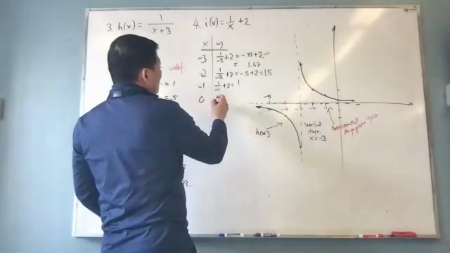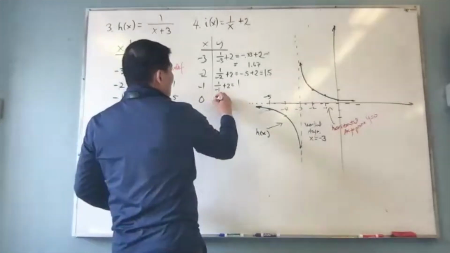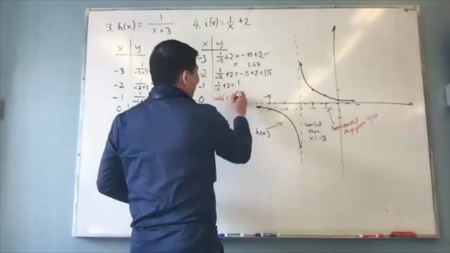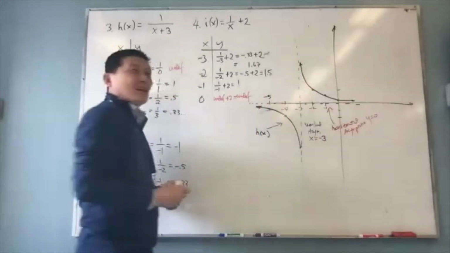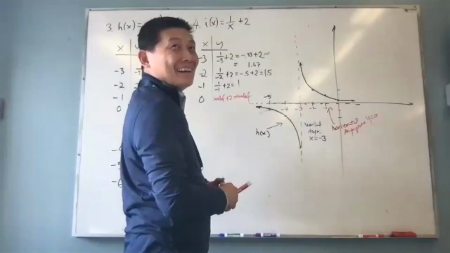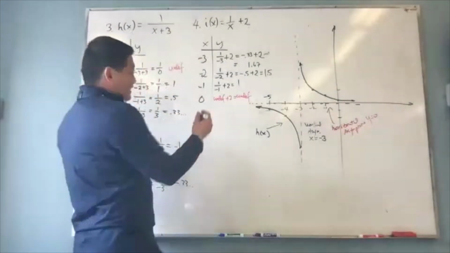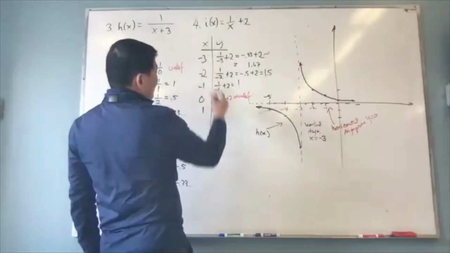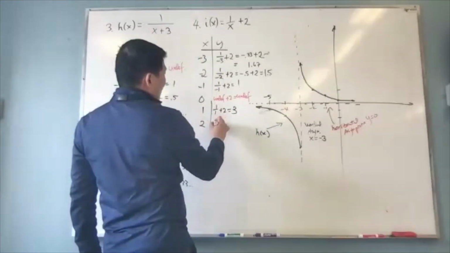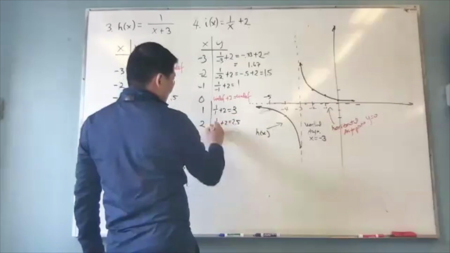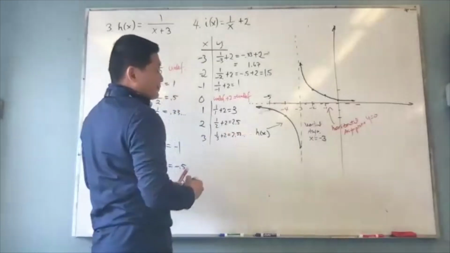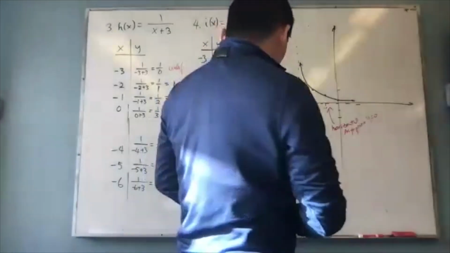And then 0 we get undefined plus 2, which is just undefined. If it's already undefined, everything's undefined. Maybe the 2 can get bounded. Huh? Good luck. Right. And then 1, you got 1 over 1 plus 2, which is 3. And then 2, you got 1/2 plus 2, which is 2.5. 3 is 1/3 plus 2, which is equal to 2.33.